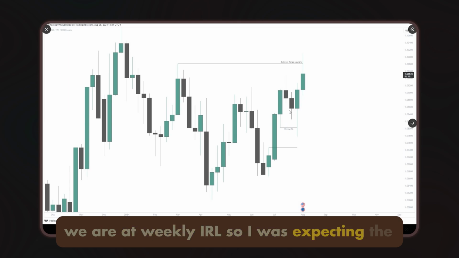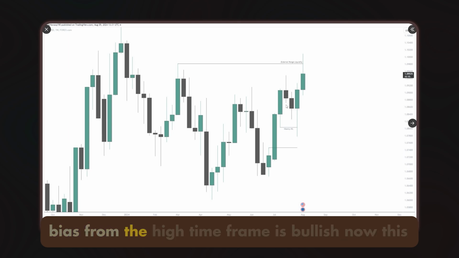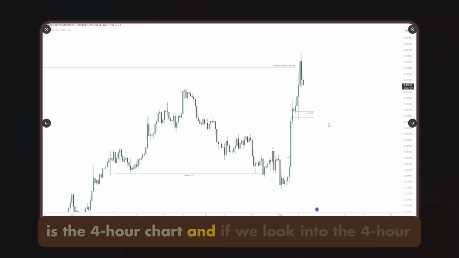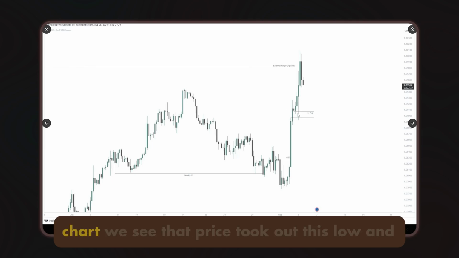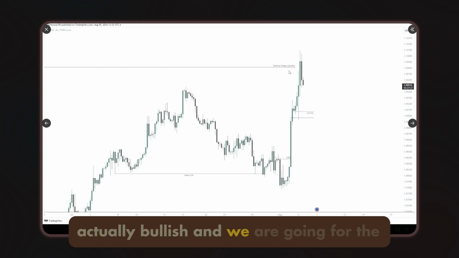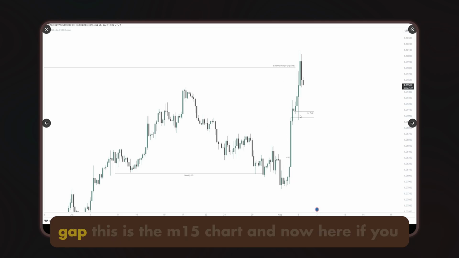So I was expecting the market to go into the external range liquidity. So bias from the high time frame is bullish. Now, this is the 4 hour chart. And if we look into the 4 hour chart, we see that price took out this low and then went higher. So this suggests that we are actually bullish and we are going for the external range liquidity. Also, it was a fair value gap.